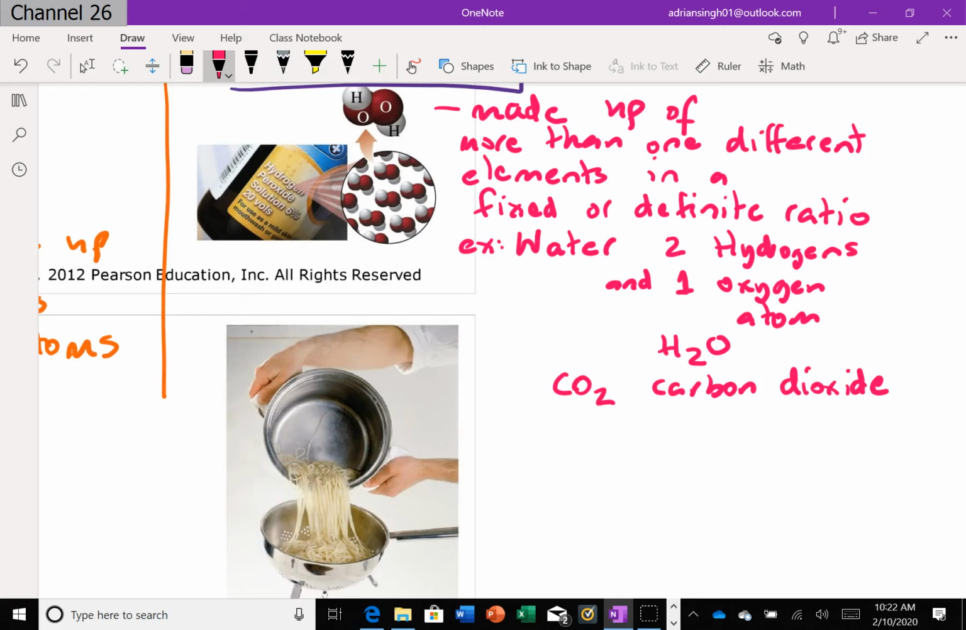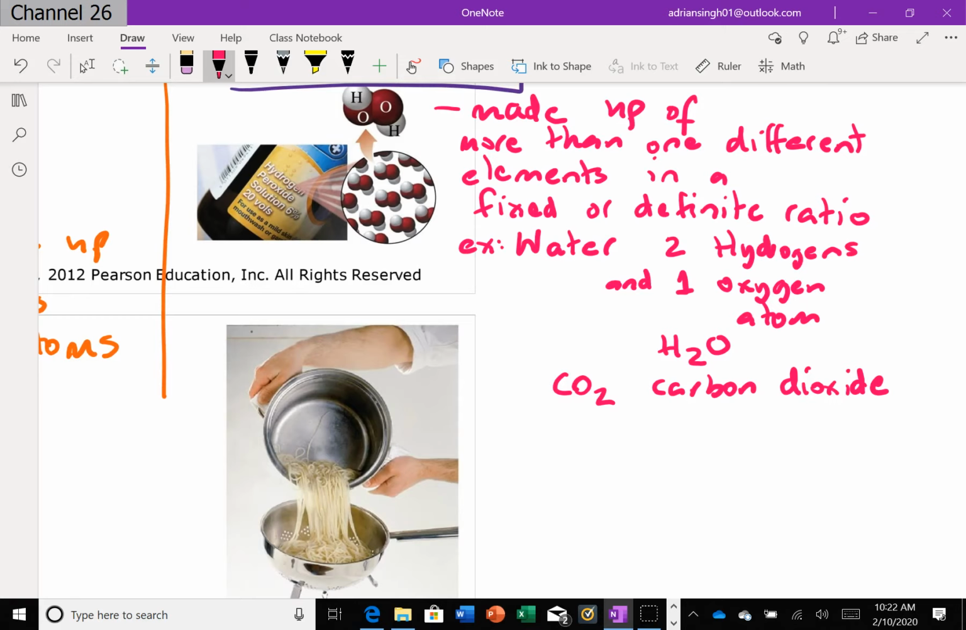Right, so it's made up of two different elements, carbon and oxygen, in a fixed ratio. So in this case, CO2 has one carbon and two oxygens, always in that ratio. So it is a pure substance, right? Its composition is fixed, but it would be a compound because it's made up of different elements in that fixed ratio.